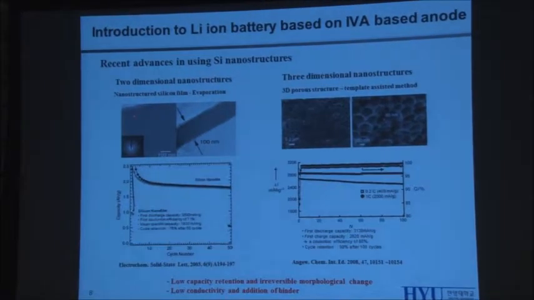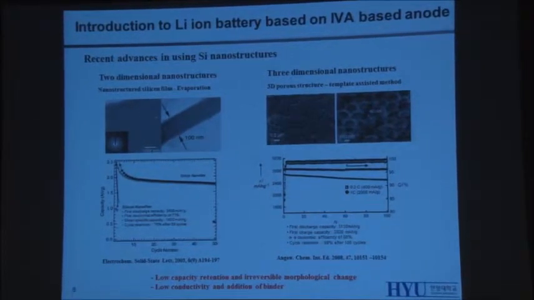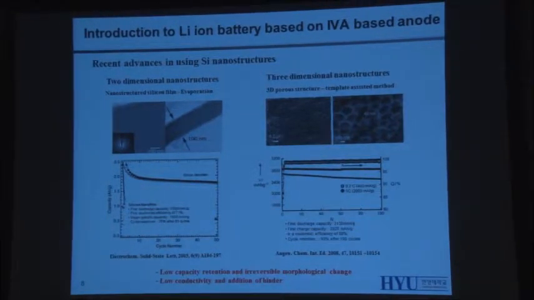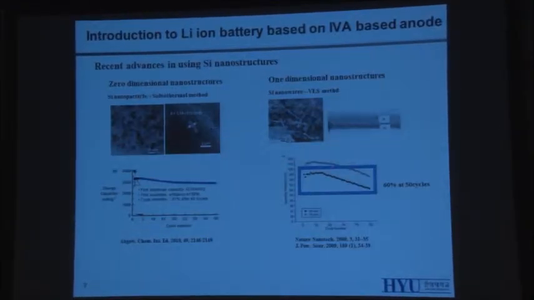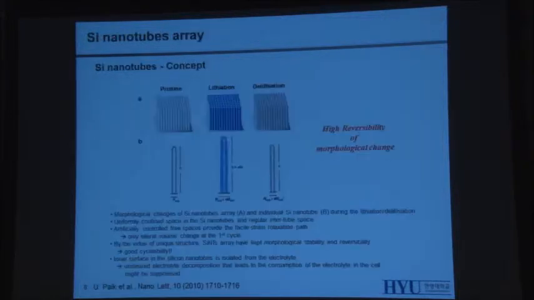First, they used very small nanoparticles, and Yi Cui at Stanford University used silicon nanowires. Another group used thin-film silicon materials to accommodate the large volume expansion of silicon. And some other people made porous materials to accommodate the silicon volume expansion. But after several studies, even after 50 cycles, only 60% retention can be maintained. So we thought about how we can improve this retention.